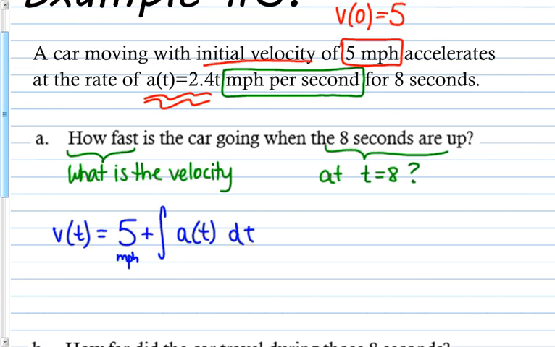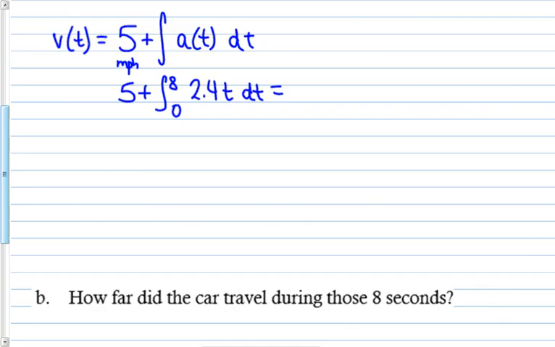And then when time started changing, right, from 0 up, 1, 2, 3, 4, 5, 7, 8, the acceleration increased, or the velocity. Okay, so here's my equation basically. This is what I'm integrating. So I get 5 plus, and I'm integrating this from 0 to 8, right, because I want to know what is the velocity at t equals 8. So from 0 to 8, and then 2.4 t dt.